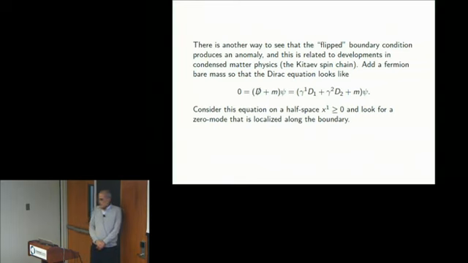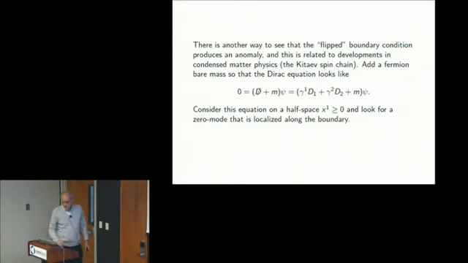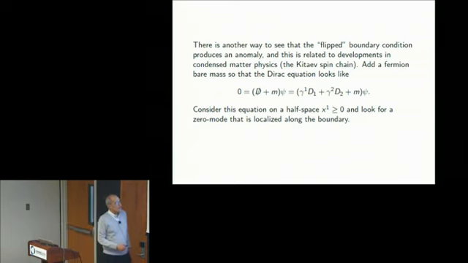Well, in the absence of a boundary, yes, but in the presence of a boundary, not quite. So we're going to look at this massive Dirac equation on a half space where x1 is non-negative, and look for a zero mode that's localized along the boundary. So in bulk, the operator D-slash plus M does not have an interesting kernel. D-slash might have a kernel, but M does not.